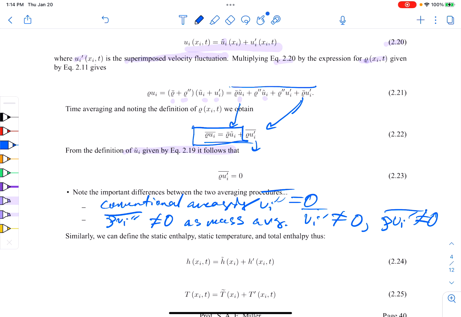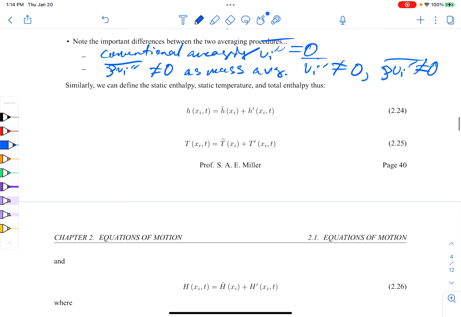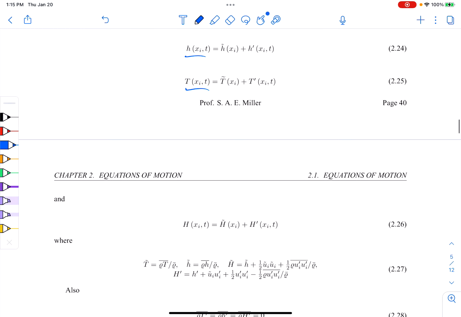Okay? We can also apply the exact same technique. I'm going to move this up. You can still write it for all these other equations. So we're going to do a mass or Favre averaging on static enthalpy, static temperature, total enthalpy, and through the same approach, basically define all these other parameters in 2.27.